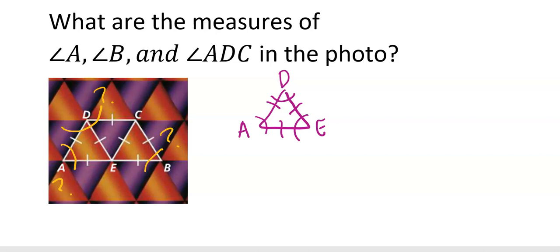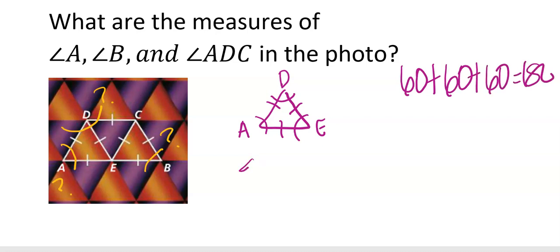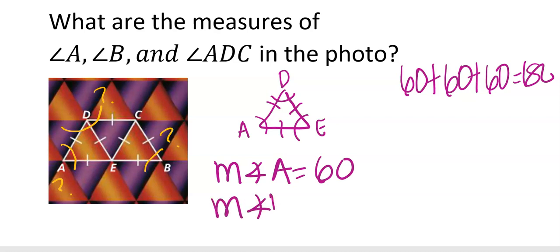If you have 3 angles in a triangle and they're all the same, how much would they be? 60. Because 60 plus 60 plus 60 equals 180. So the measure of angle A equals 60. Would the measure of angle B be the same thing? Yep, because every single triangle has 60-degree angles in it.